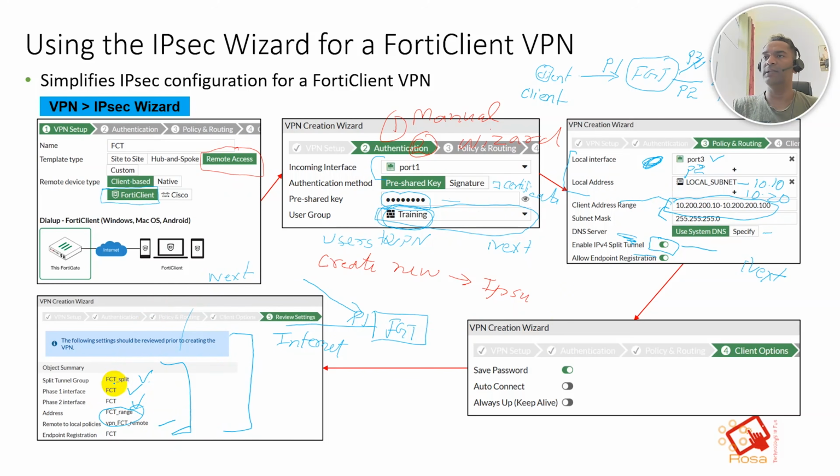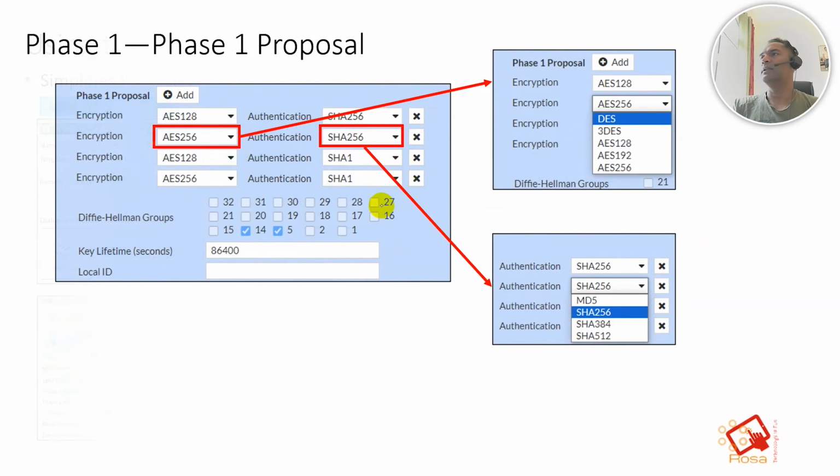Why is everything named FCT split, FCT? Because of the tunnel name we have given here, FCT. You can see the name was given as FCT. Once you review the settings, it gives the client options, like whether you want to allow the client to save the password, auto connect, or keep alive, and you have to select all these parameters. As soon as all this is done, your remote access VPN is configured, and it's very easy by using the IPsec wizard.